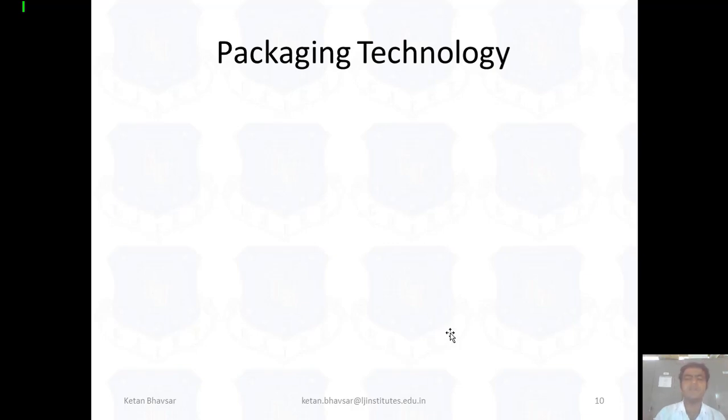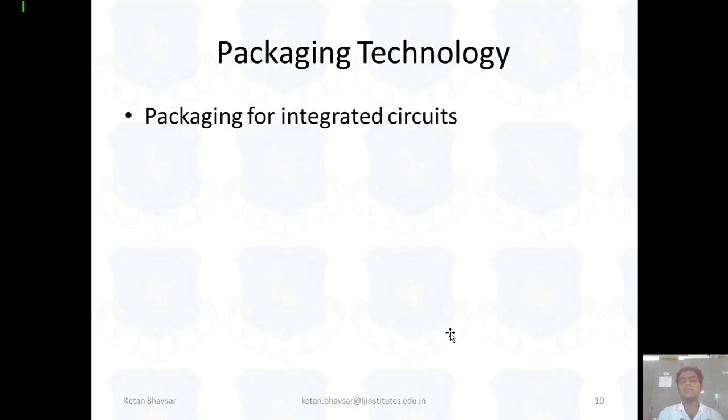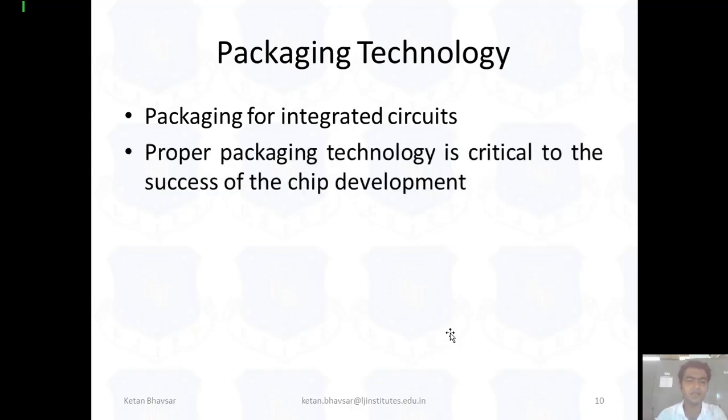It's packaging technology. Packaging technology means whatever chip you have and use, they are all based on that particular packaging technology. Basically we are familiar with the DIP technology, but a number of technologies are available in the market, and we even use them, like the Arduino Mega board and Raspberry Pi board. These all have different packaging technologies, and we use them as per the requirement and the applications. Proper packaging technology is critical to the success of the chip development.